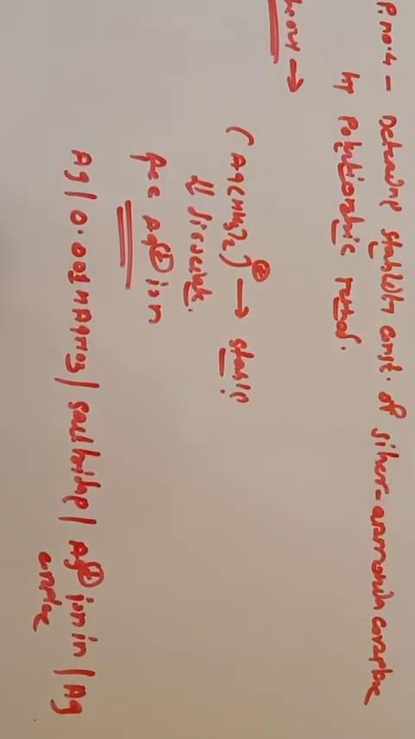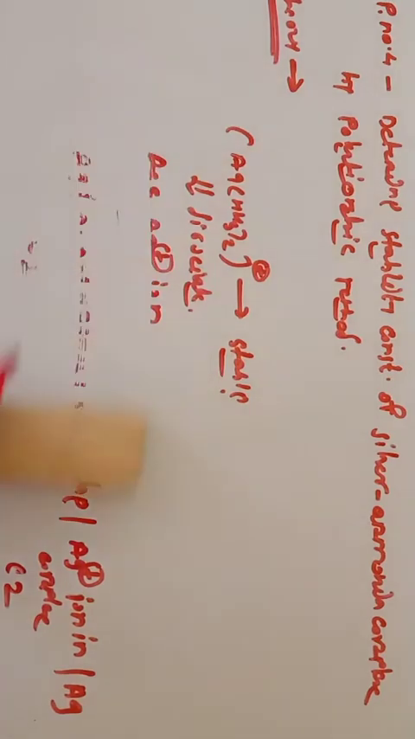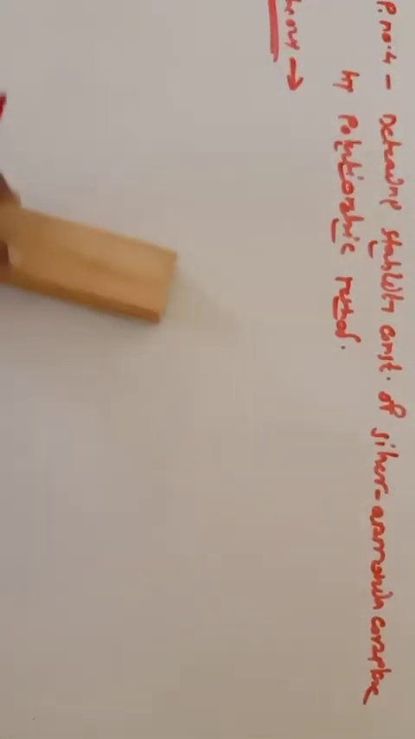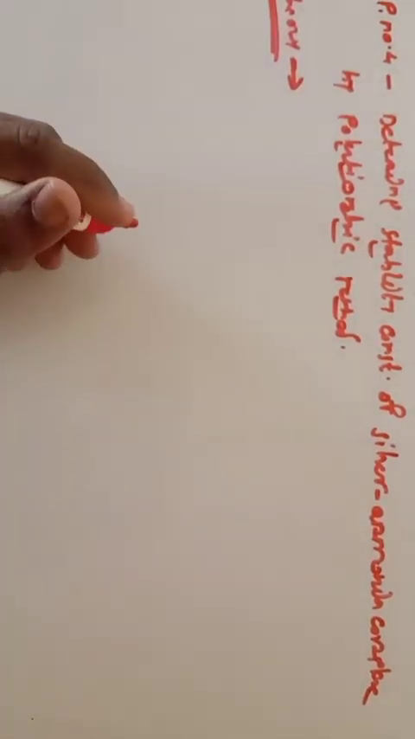Let us consider the concentration of the silver ions in 0.001 normal AgNO3 is C1, and whatever the concentration of the free silver ion in the complex is C2. So C1 is known, so we can easily find out C2. So how can one find out this C2?